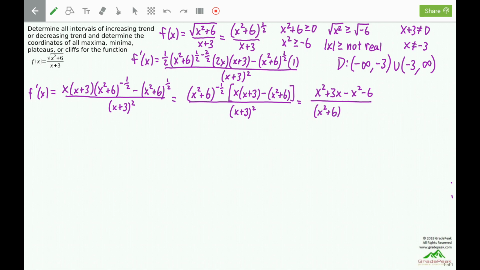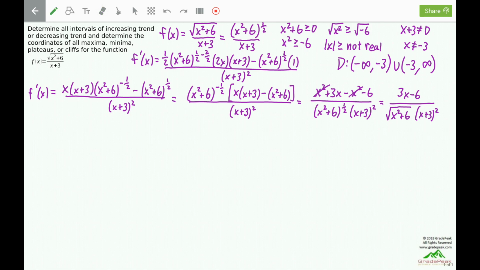And all of this will be over x squared plus 6, which has moved down to the denominator to become positive 1/2 power, and x plus 3 quantity squared. We can combine like terms together in the numerator. The x squareds will cancel each other out. There will be a 3x minus 6 after these are canceled out. We can rewrite the 1/2 power as the square root of the x squared plus 6. And then we have x plus 3 quantity squared.